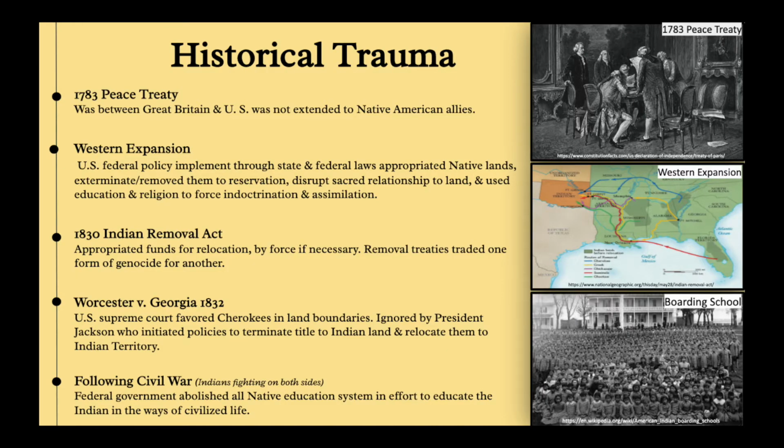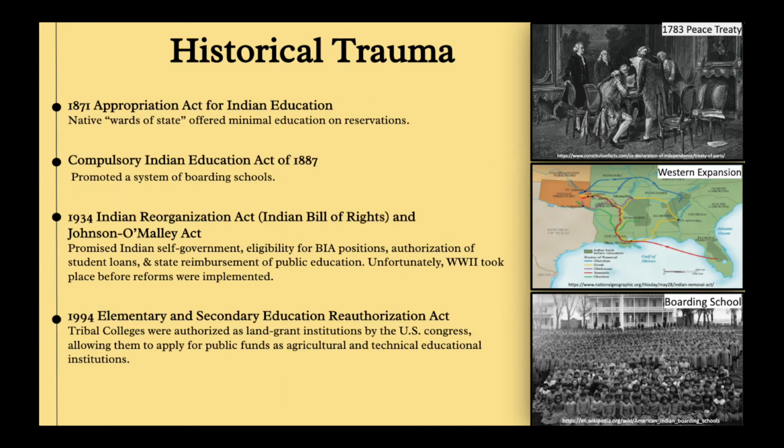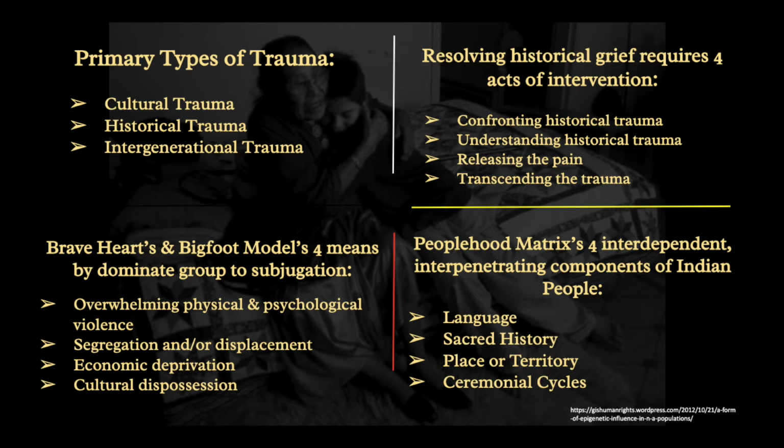Throughout history, Native American communities have been faced with oppression, racism, and erasure. These 2 slides provide a small outline of the historical events that Native Americans went through and how they continually occur throughout the past several hundred years. You can pause the video to read some of the historical events in depth, but I'd like to go more into depth about the concept of historical trauma. 4 Arrows provides 3 main types of trauma, which are cultural, historical, and intergenerational.